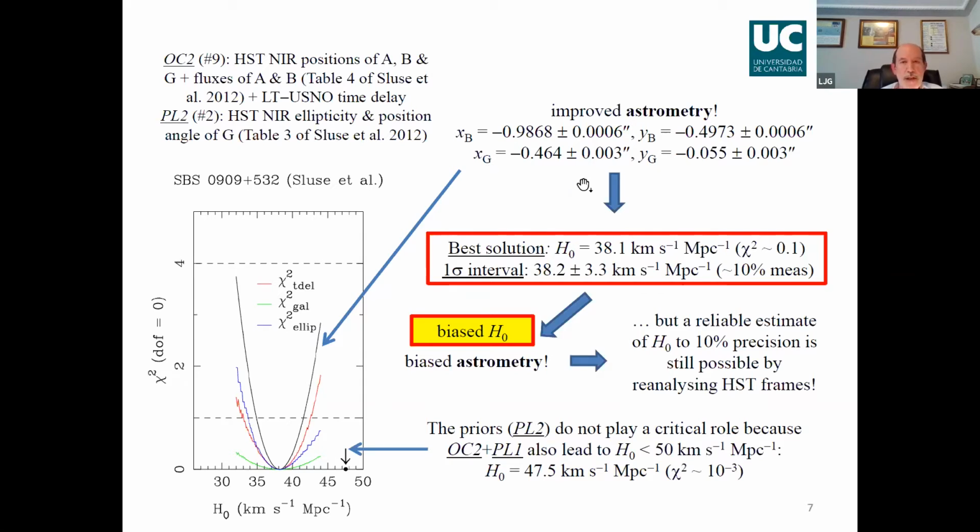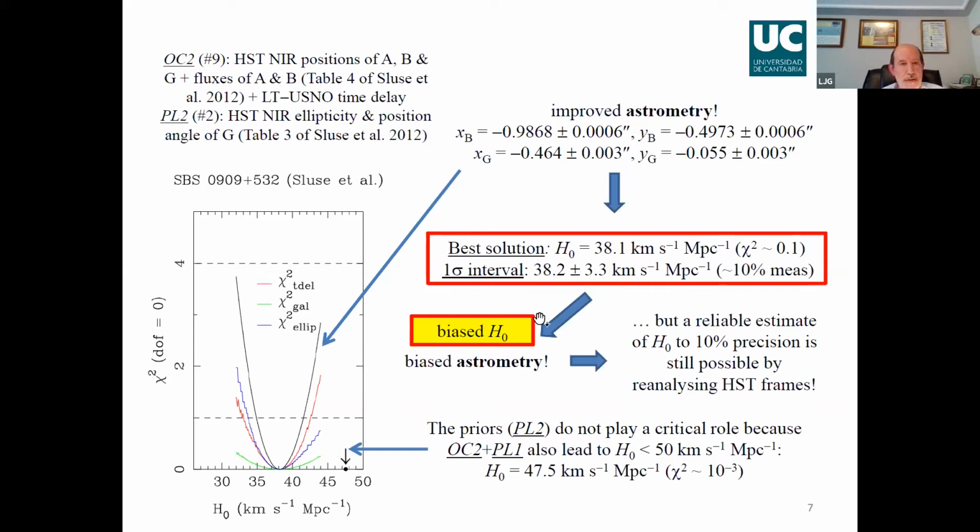For example, the error in the relative position of the galaxy was only 3 milliarcseconds, about 40 times smaller than the uncertainty derived by LIHA and co-workers and by the CASTLES collaboration. Here we consider these new constraints to measure H0. Unfortunately, the best solution for H0 and the 1 sigma interval indicate that we are using biased data, leading to a biased result for the Hubble constant, a biased result of about 40.